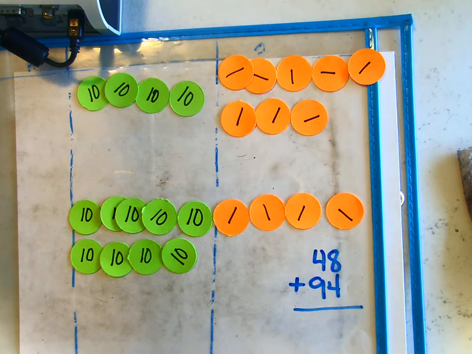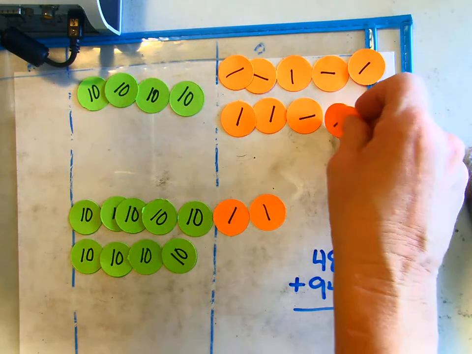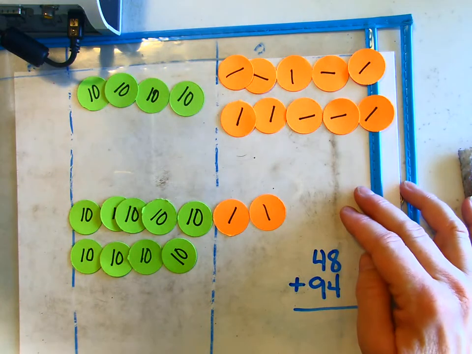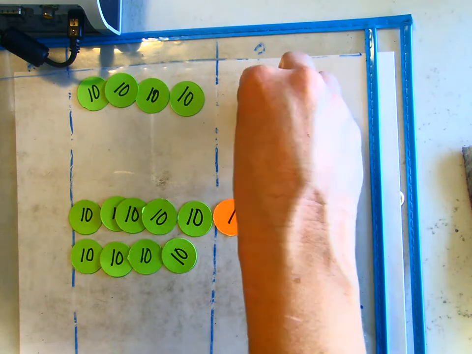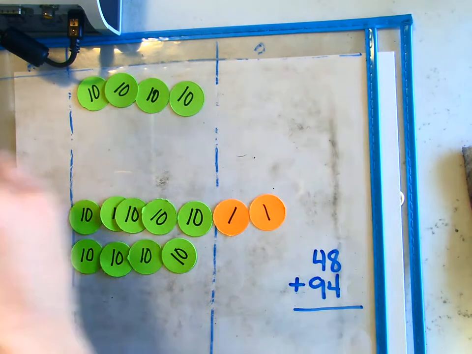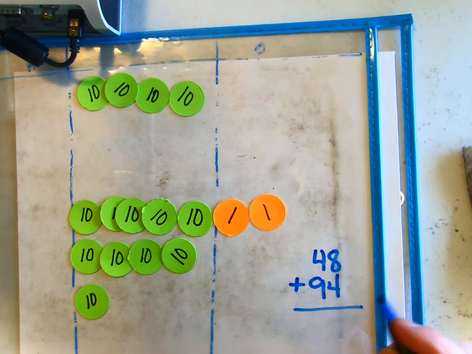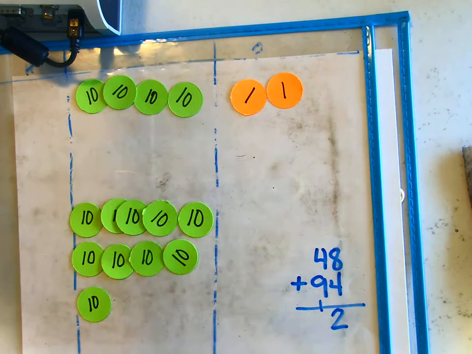8 plus 4. We always start with our ones. Can we make a group of 10? 8 needs 2 more to make a group of 10. 8 plus 4 is 10 and 2, or 12. Composing the 10, a group of 10 ones is the same as 1 ten. I'm going to add that group to the bottom. I'm going to add it to my vertical form, 1 ten to the bottom, and 2 ones that are left.